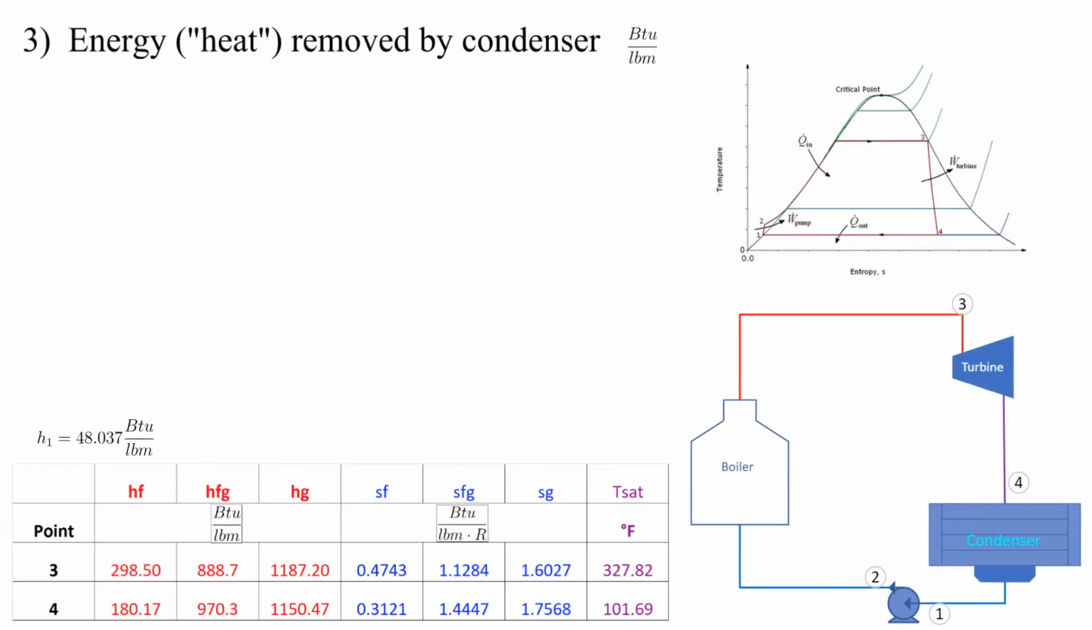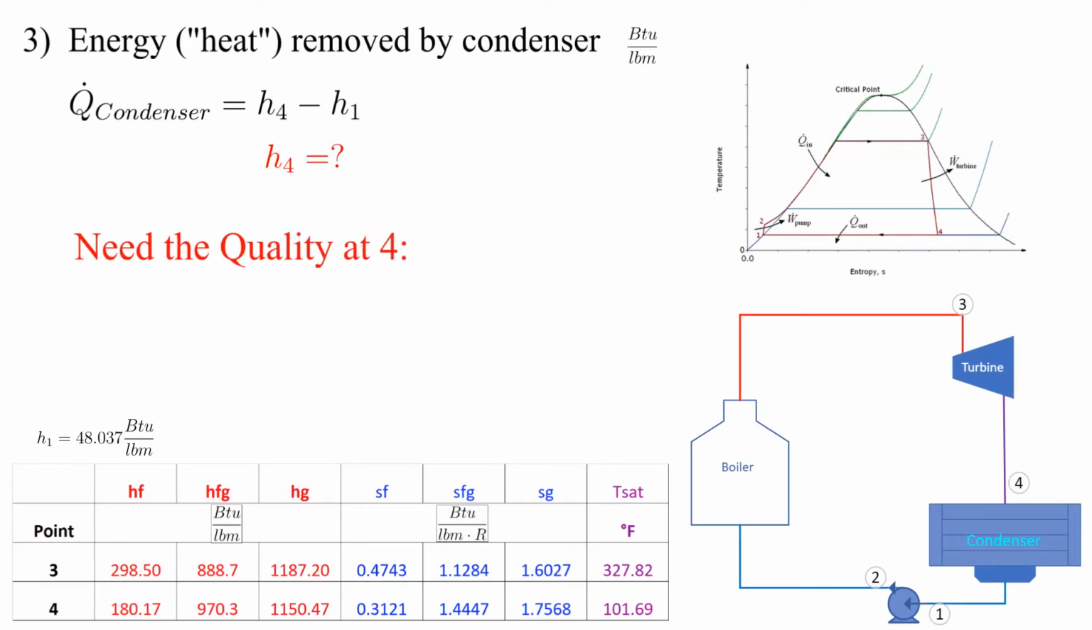Now let's calculate the energy removed by the condenser. Calculating the energy added by the boiler was rather simple. Let's see if it's the same for the condenser. Once again, inspecting the diagram reveals how to calculate the energy removed by the condenser. It is equal to H4 minus H1. Point 4 is a saturated mixture, so we will have some work to do to obtain the quality at point 4.